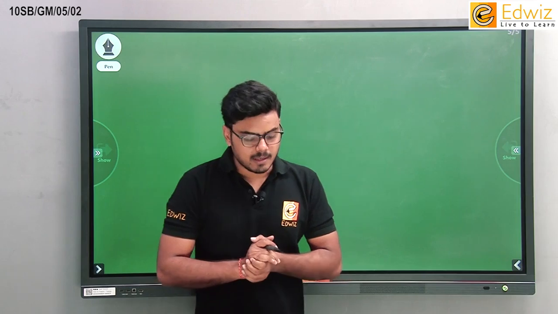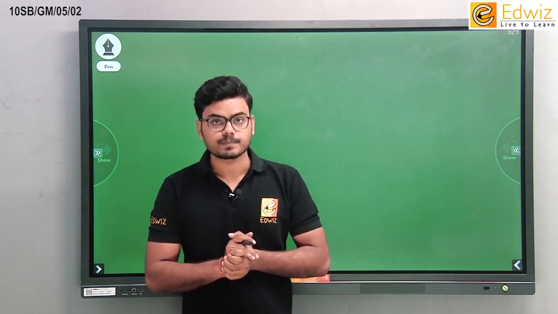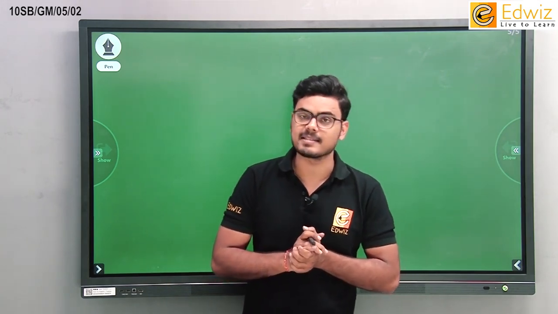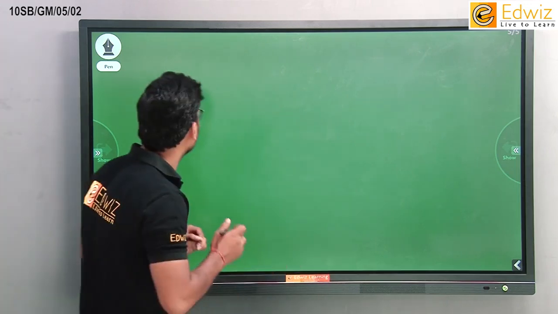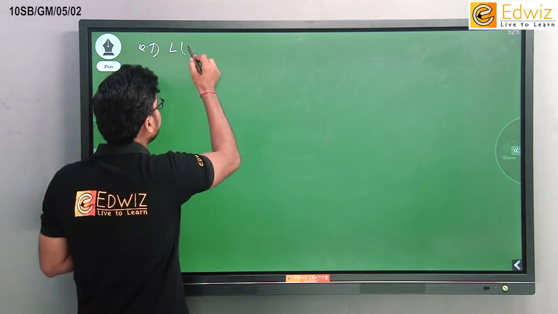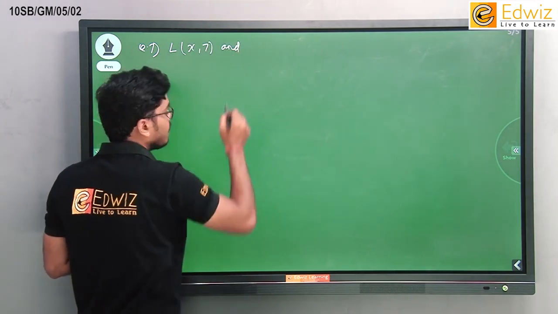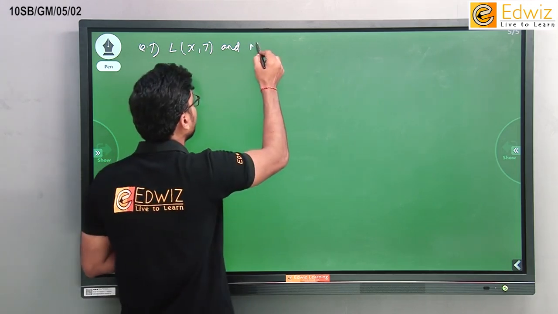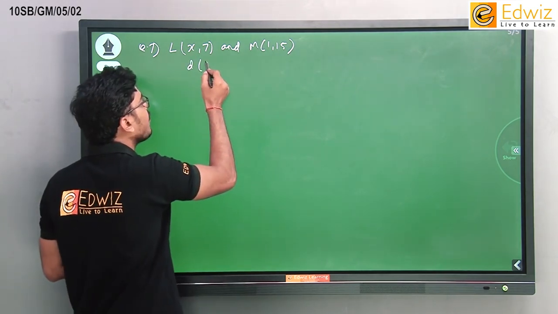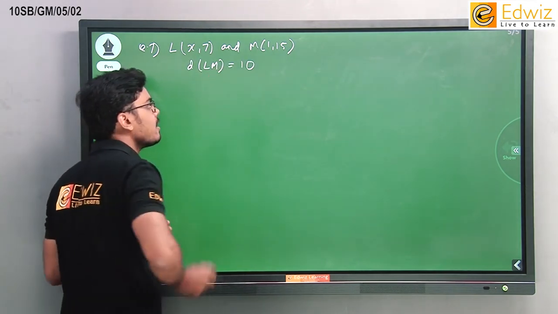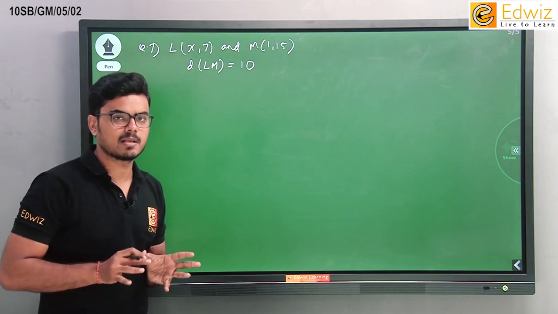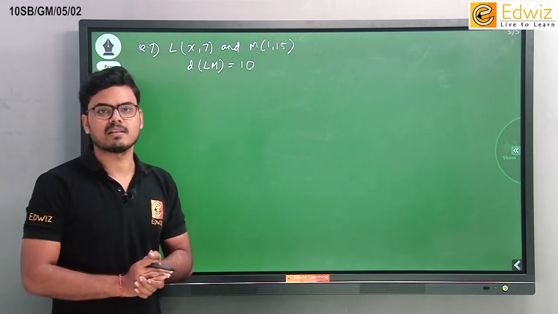Okay, now let us go to question number 7. Question 7 is: find x if the distance between points L and M is 10. Okay, there are 2 points given to you. Point L is (x, 7), and point M is (1, 15). And it has been given to us that the distance between these 2 points L and M is 10. We have to find the value of x. Now this is a simple question. All you have to do is substitute the values and you will get a linear equation. You have to find the value of x.